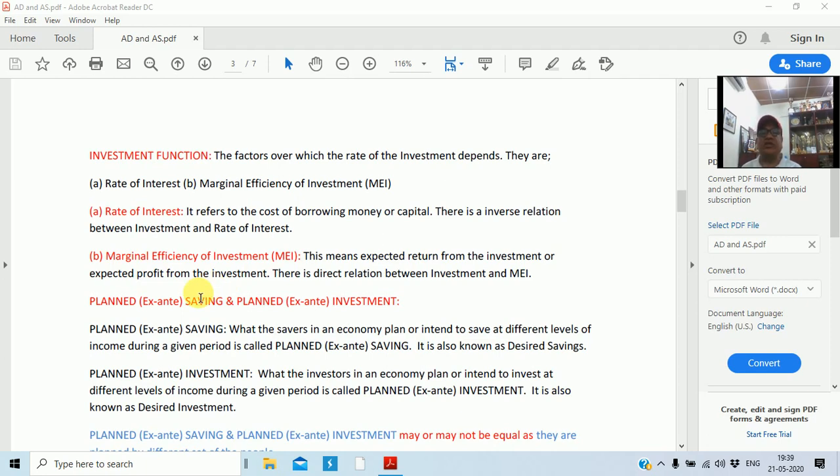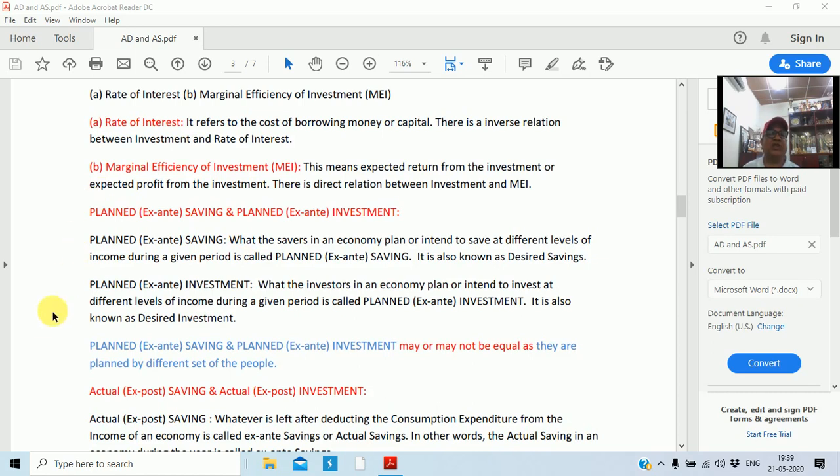High marginal efficiency of investment means more expected return, more profit and more investment. This is increasing MEI, so investment also increasing. MEI is decreasing, investment also decreasing. So what is the relation? Direct relation. So there are two factors which affect the investment: rate of interest and marginal efficiency of investment. Here the rate of interest and investment have an inverse relation. Here the marginal efficiency of investment and investment have a direct relation.